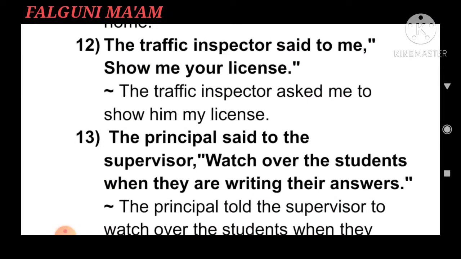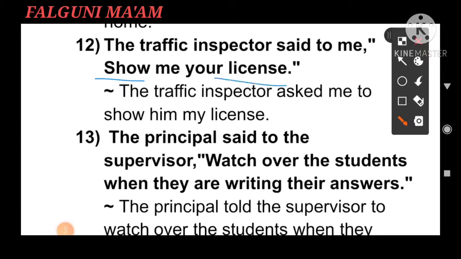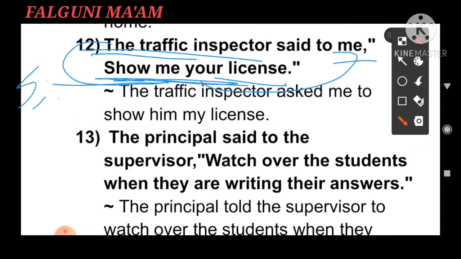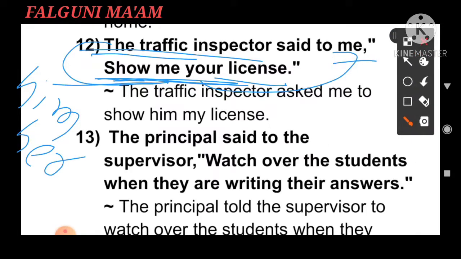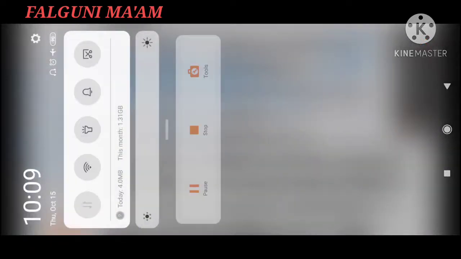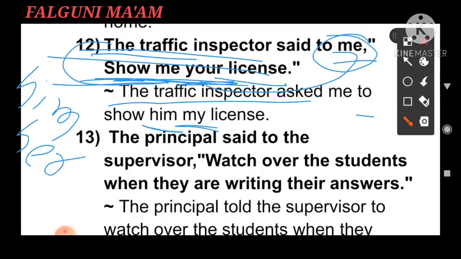Now the 12th one: the traffic inspector said to me, show me your license. So here the speaker is the traffic inspector and the listener is me. Now, show me your license. We have two pronouns, first one me and second one your. So me is used for the speaker and your is used for the listener. Now the traffic inspector, if we consider him a male, then this me converts into him, or if a girl, then her. Now me can be a girl or a boy, but what do we have to say for your license? My license. Here you are going, someone asked you for a license, and at home you say that when the traffic inspector told me that he wanted to see my license, then me converts into my. So the traffic inspector asked me to show him, because I have considered him male, so here him will come. Your license converts into my license.